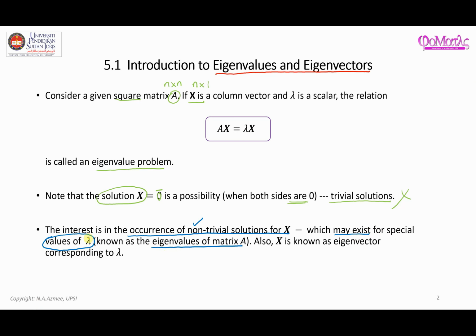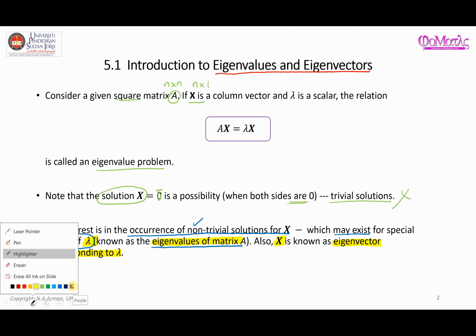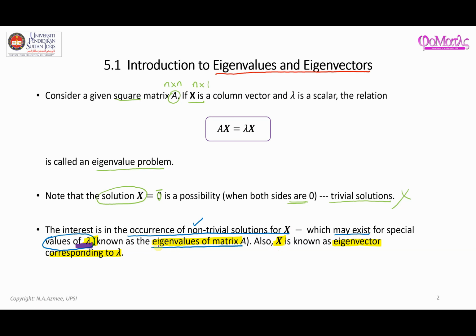So I'm just going to highlight that. Lambda here is the eigenvalues of matrix A. It is possible to get the solutions for the column vector if you are able to find the values of lambda. Once you are able to find the value of lambda, you'll be able to get the values for x, and x here, which is a column vector, is known as the eigenvector corresponding to that specific value of lambda. So these are perhaps two definitions that you might want to pay attention to. Lambda is the eigenvalues of matrix A, and based on that you can find the values of x. X will be known as the eigenvector corresponding to a specific value of lambda.